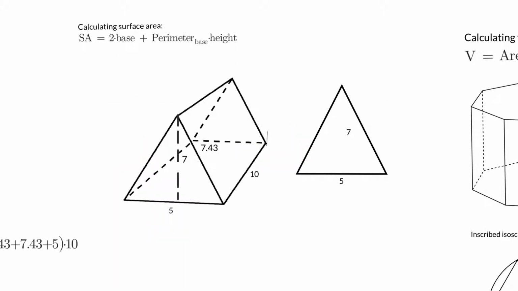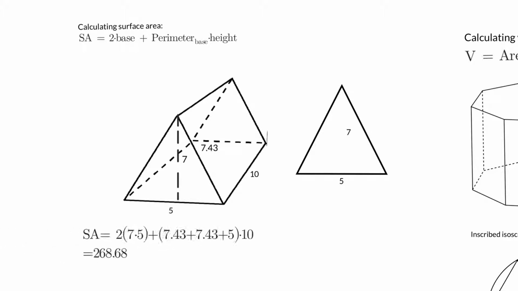So in order to calculate the surface area of a prism, we can use a common equation, which is 2 times the area of the base of the prism, plus the perimeter of the base, times the height or length of the prism. So in our example below with a triangular prism, we are given the dimensions, and now we can use these dimensions to plug into our equation to find the surface area.